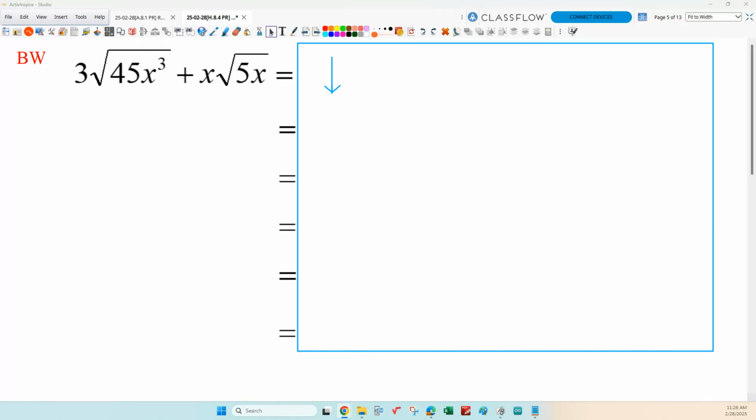On this first one, I could split this up into the square root of 45 times the square root of x cubed. Square root of 45, what's the biggest perfect square factor of 45? So 9 and 5. So I'd end up with square root of 9 times square root of 5. Okay, good. How about the square root of x cubed?